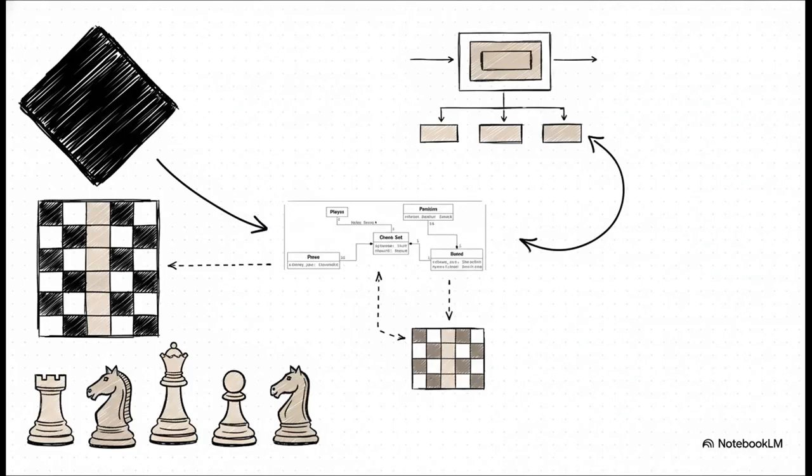Take a look at this chess diagram. See that solid diamond symbol? That's our visual cue for composition. A chess set is composed of, or has a, board and 32 piece objects, and the board itself, in turn, is composed of 64 position objects. It's just a really clear hierarchy of these part-of relationships.